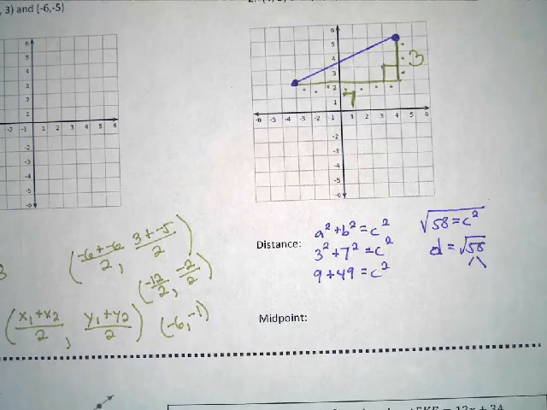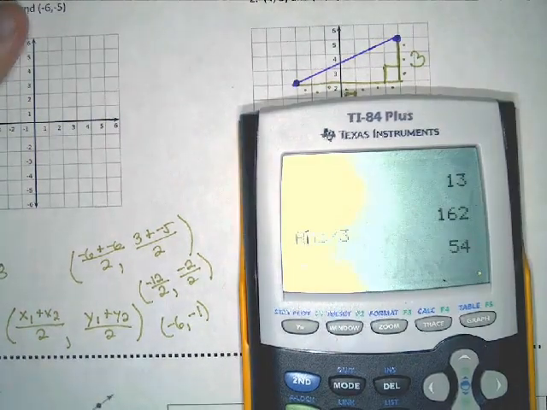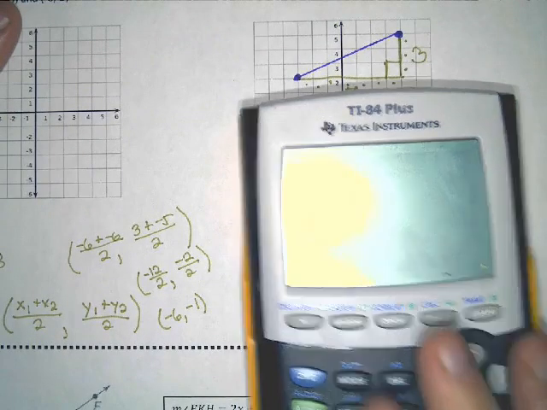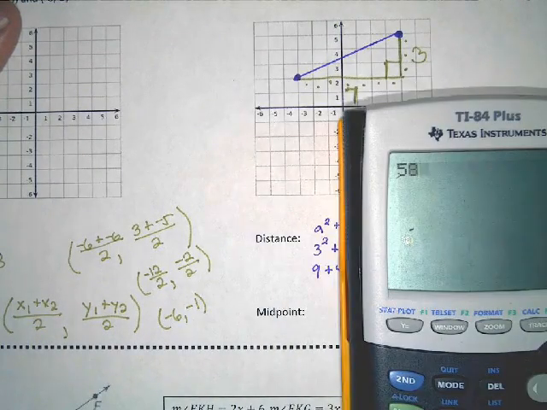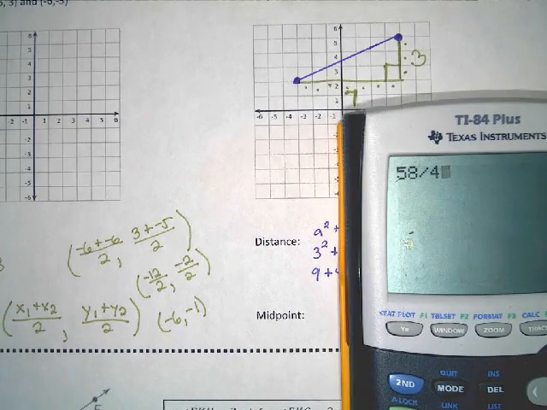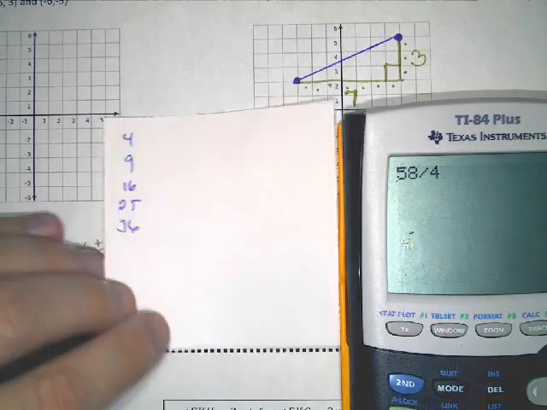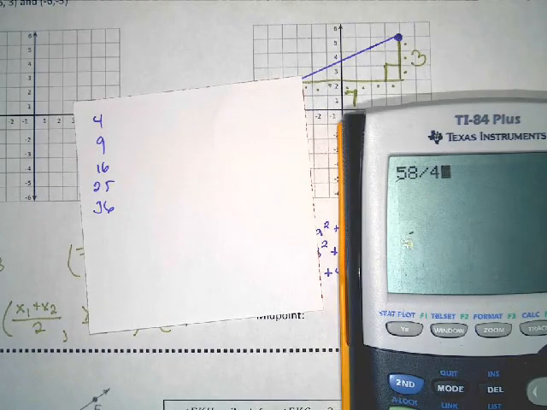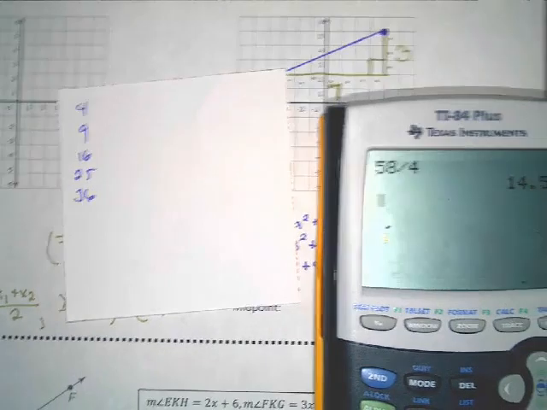Now figure out if 58 has any perfect squares divisible with it. So let's go ahead and clear this out. 58 divided by, let's see if 4 goes in it. 4 is one of our perfect squares. Once again, remember, 9, 16, 25, 36. So these are the numbers we're using to see if it's divisible with it. Press enter. Do I get a decimal?